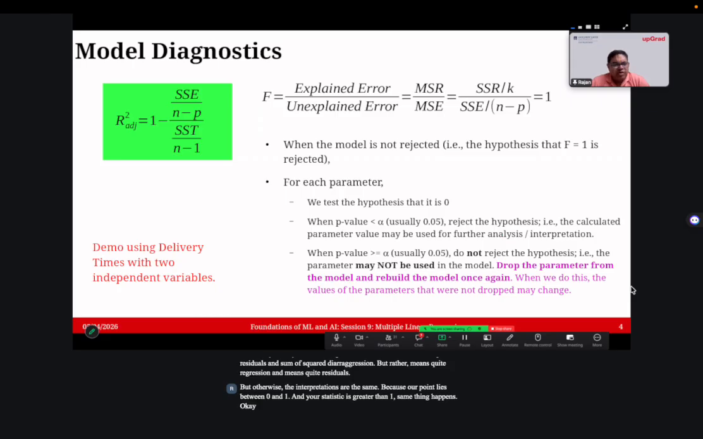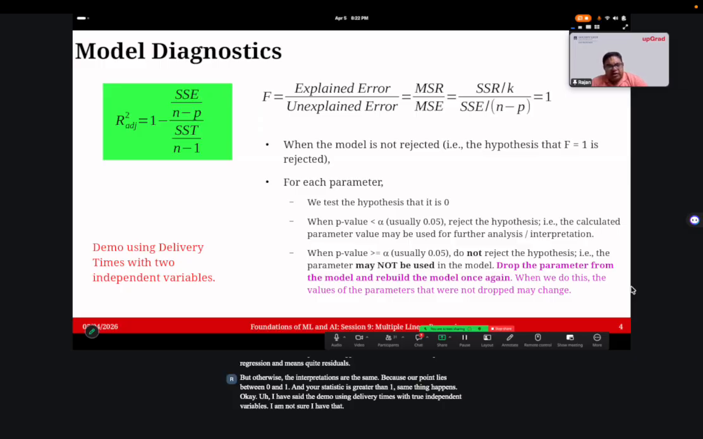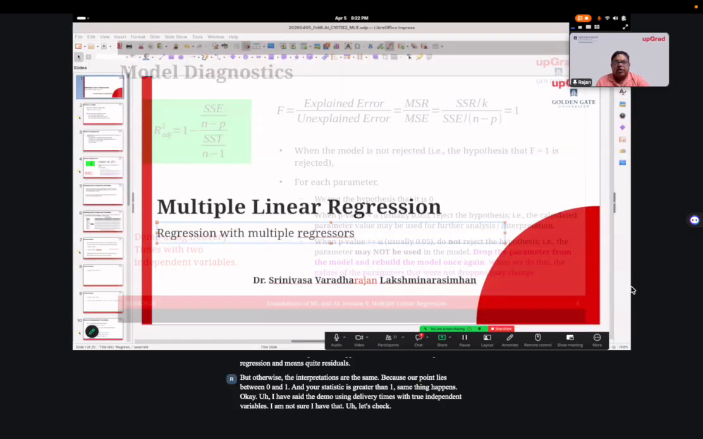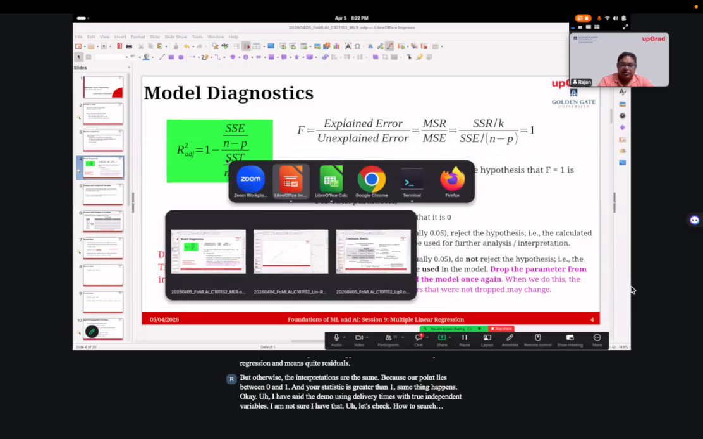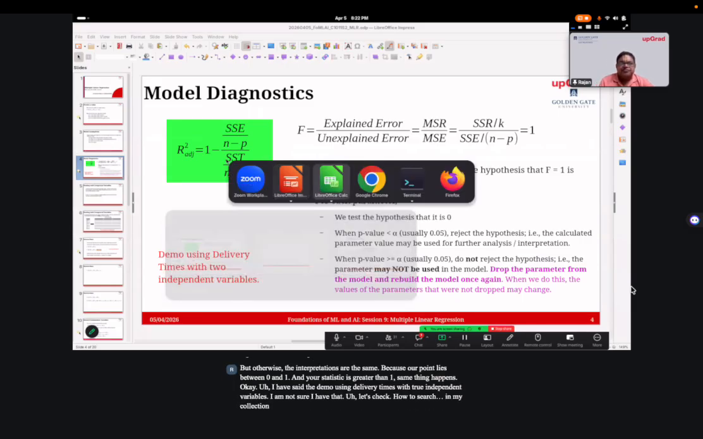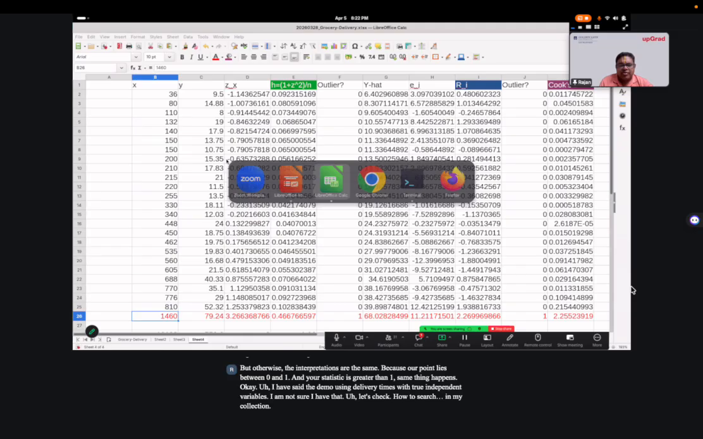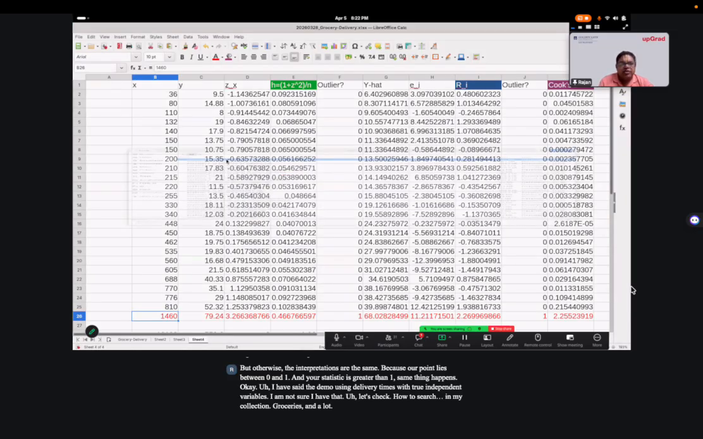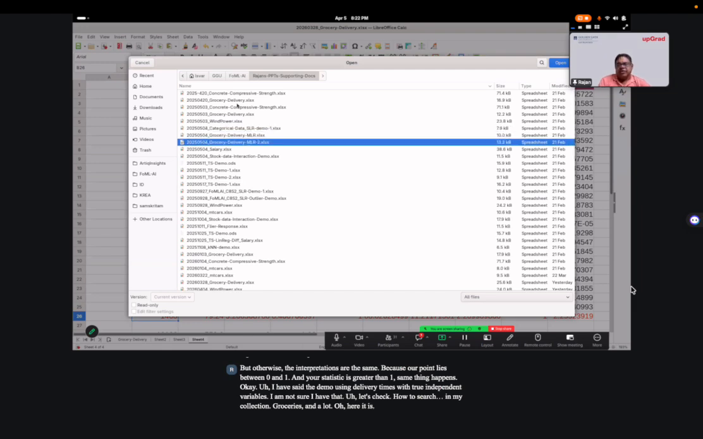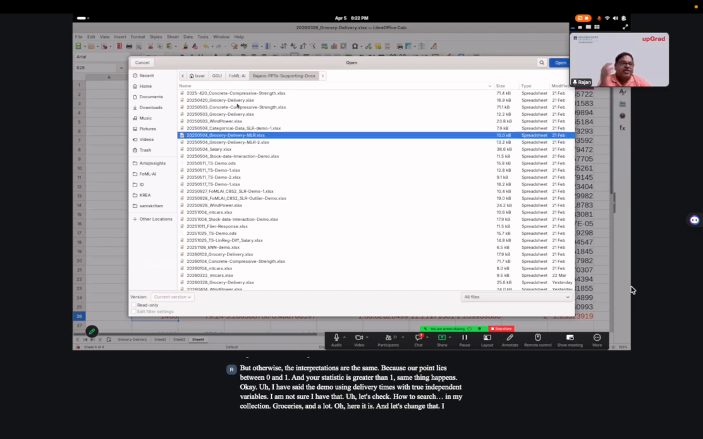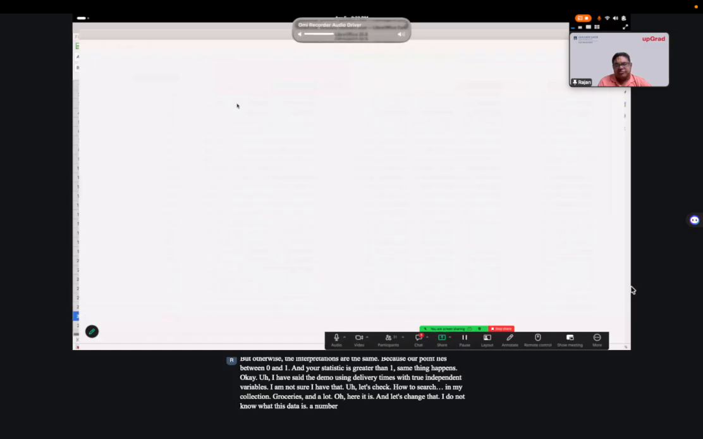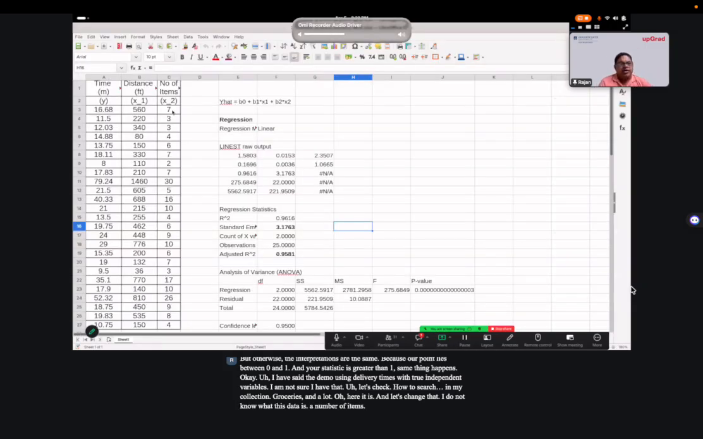Okay. I have said the demo using delivery times with 2 independent variables. I am not sure I have that. Let's check. I have to search in my collection. Groceries MLR. Here it is. Okay, let's check that. I do not know what this data is. A number of items. Okay, so I have this thing as number of items.